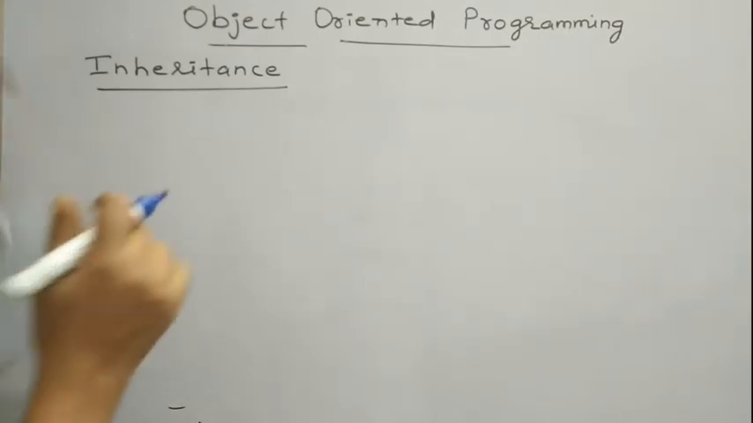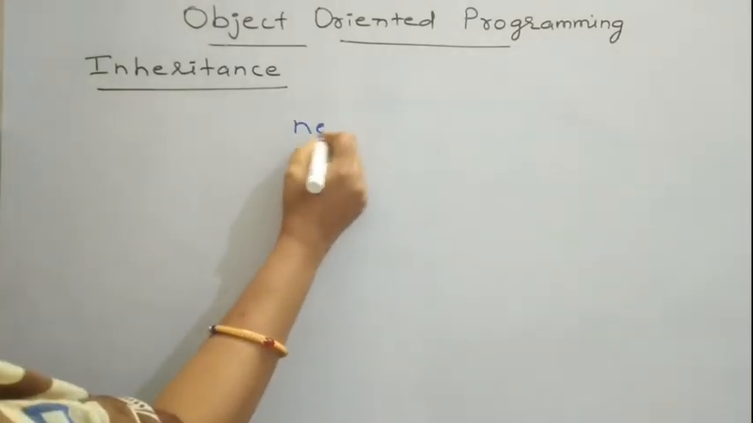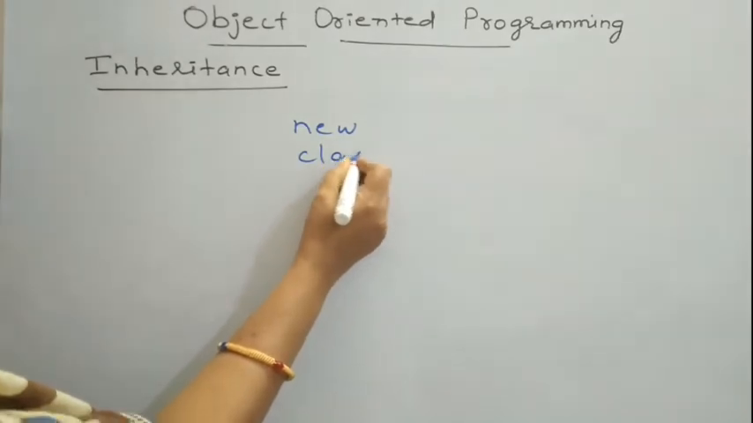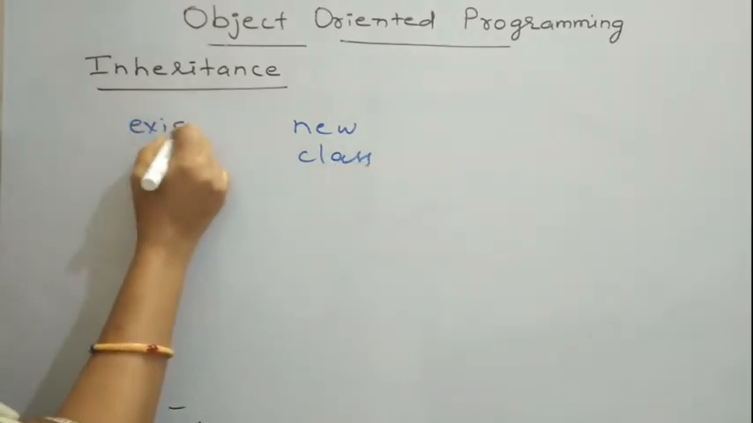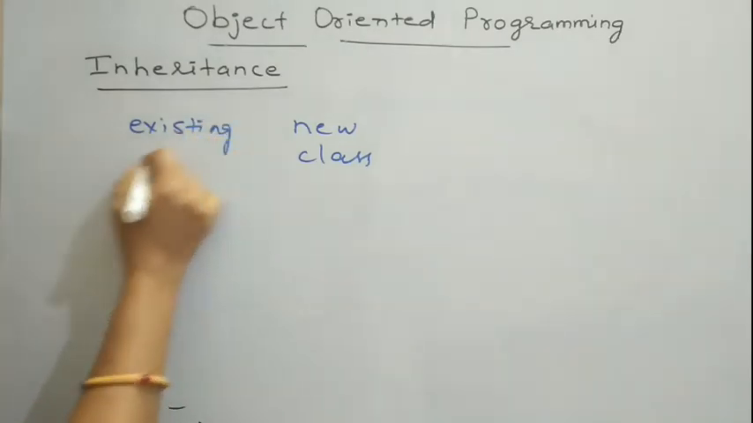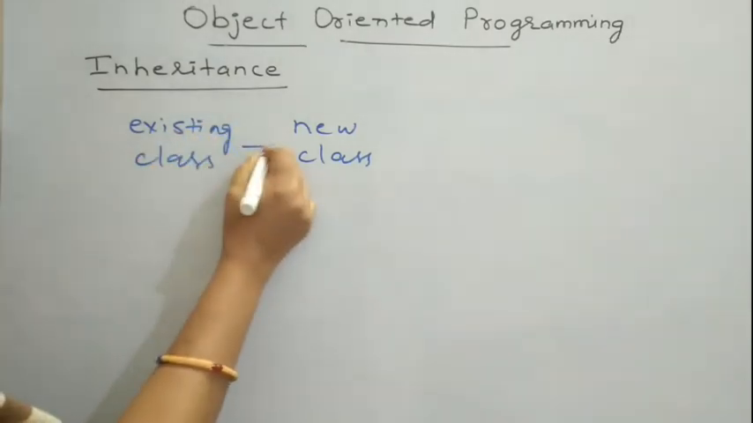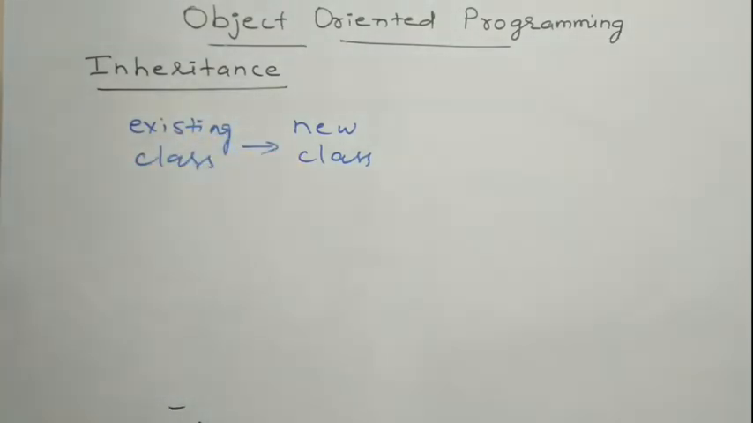Inheritance. Inheritance is the process of creating a new class from an existing class. From an existing class, if I am creating a new class, then the process is called inheritance. Generally speaking, genetically we inherit the properties of our parents, and additionally we have our own properties. That is a general example for inheritance.